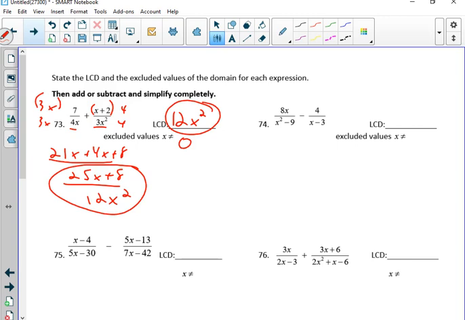Okay, again, we need a factor. X plus 3, x minus 3. We already have an x minus 3 over here, and we have one here. The only thing we need is x plus 3. And that's only on the right side. So I'm going to multiply this by x plus 3 and x plus 3 here.